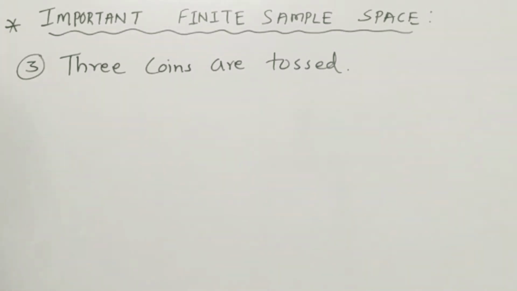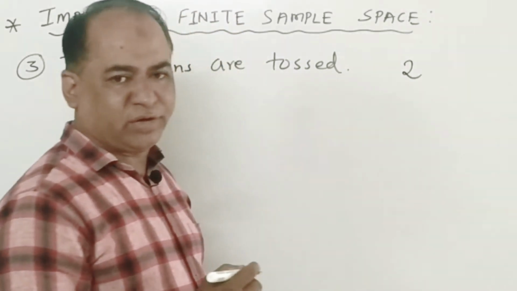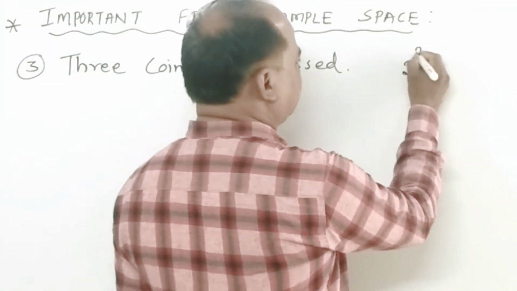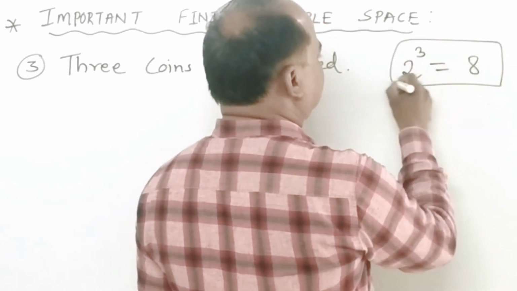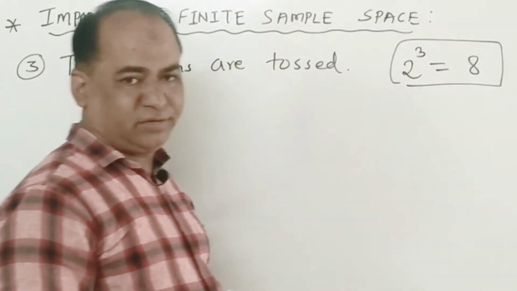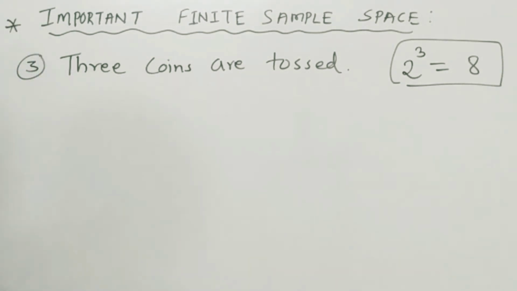Here when three coins are tossed, there are two outcomes for each coin, head or tail. So for three coins, the total outcomes are 2 raised to 3, that is 2 cube, which is 8. So we get 8 outcomes.